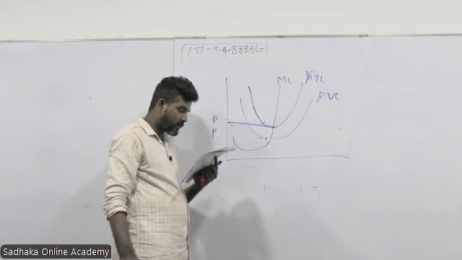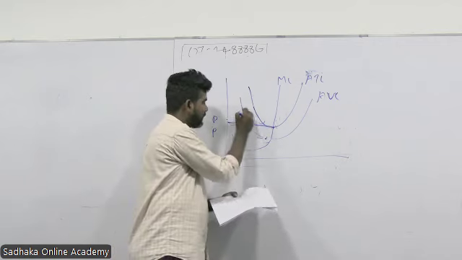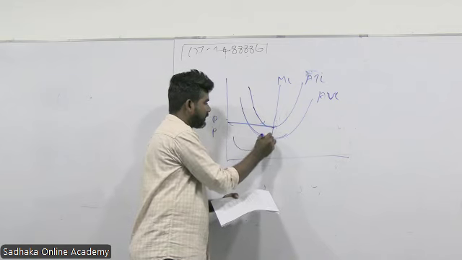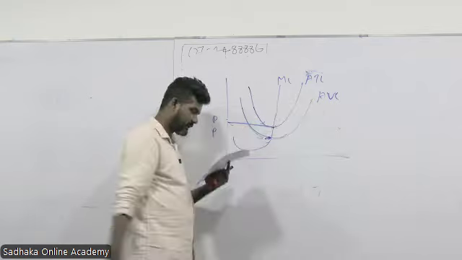Fourth one, normal profit and produce above the minimum point of their average total cost. A, B, C, above the minimum point of their average variable cost curve.